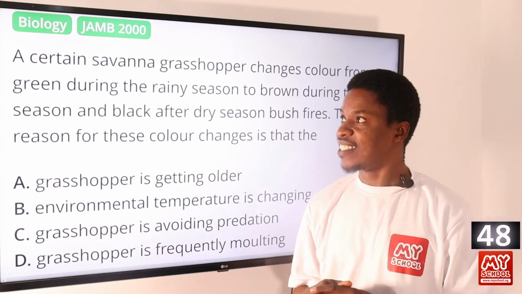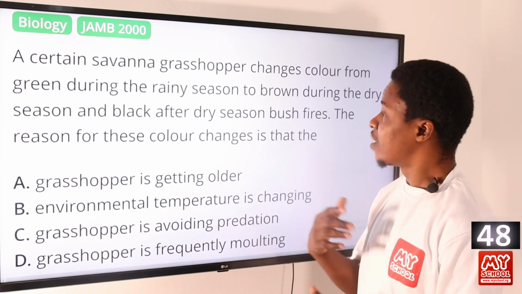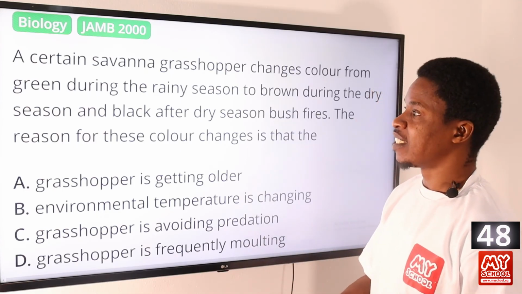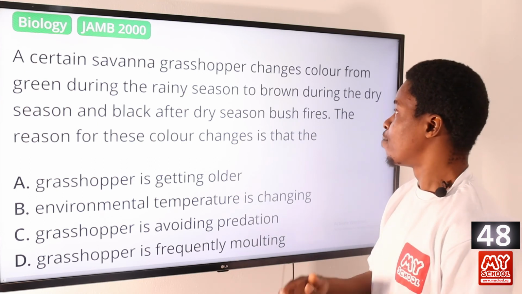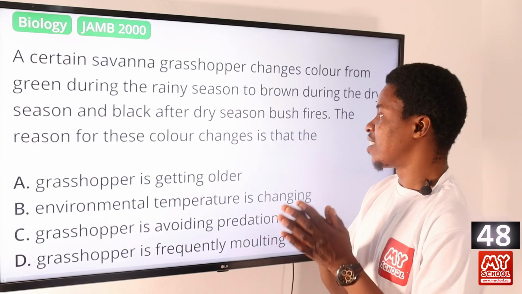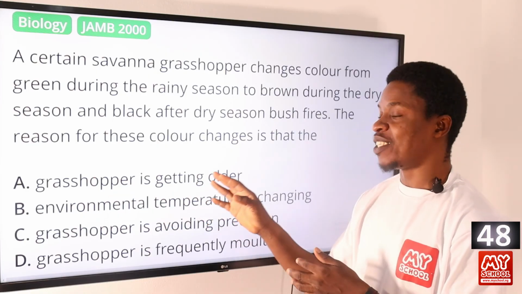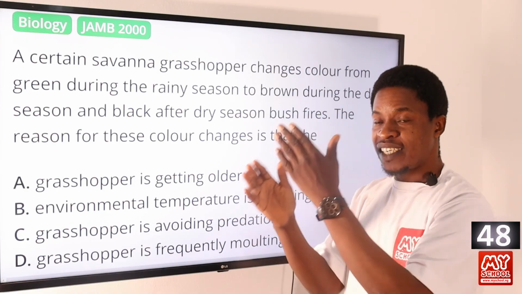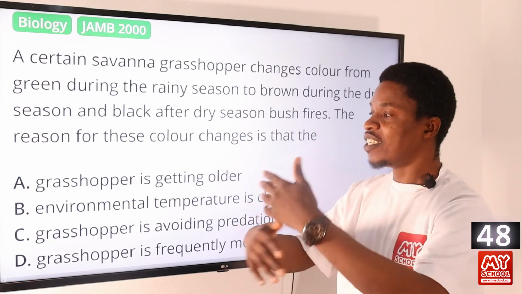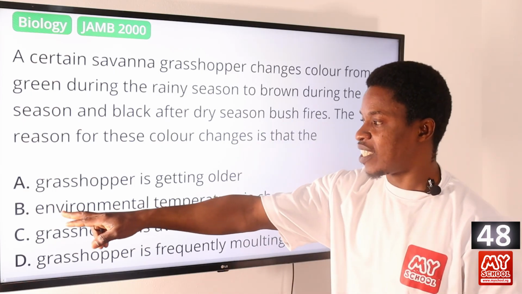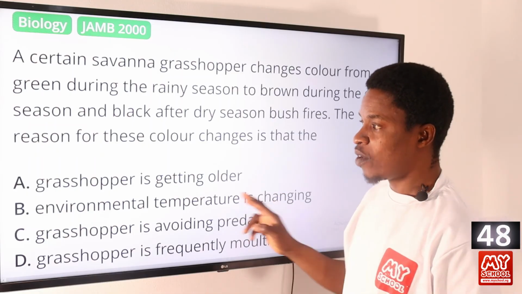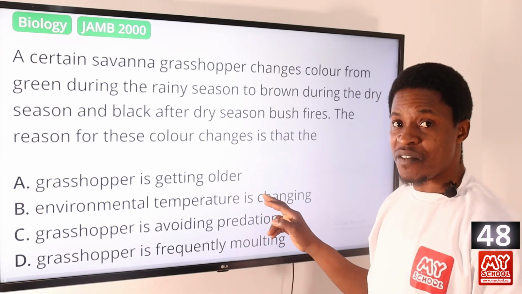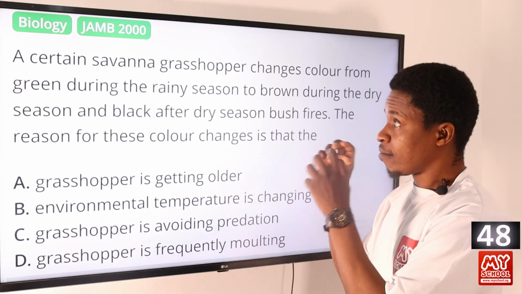Question number 48. A certain savanna grasshopper changes color from green during the rainy season to brown during the dry season and black after dry season bushfires. The reason for these color changes is that what? Option A, the grasshopper is getting older. Don't forget, it changes with the season: dry season, rainy season, bushfire. Option B says environmental temperature is changing. No. If it were environmental temperature, the color should not be changing with the seasons.